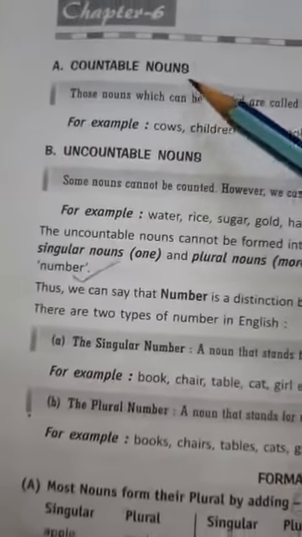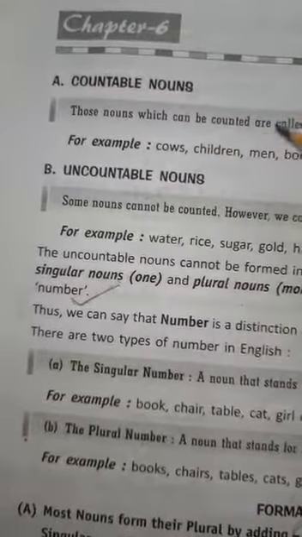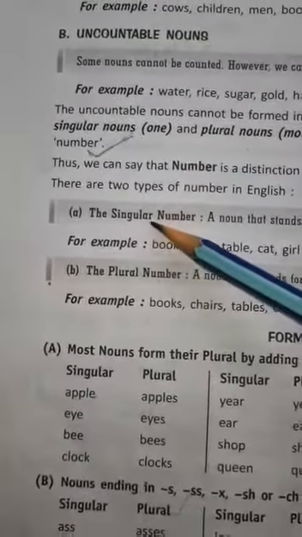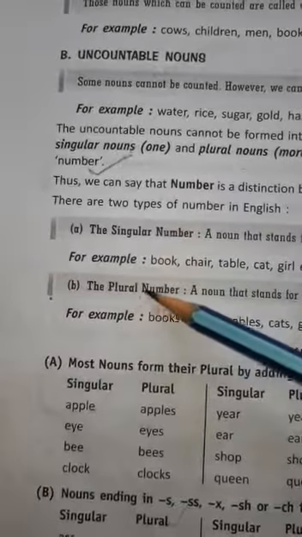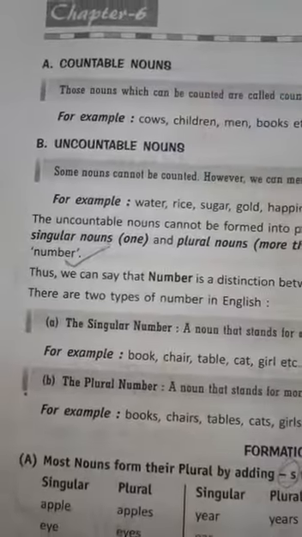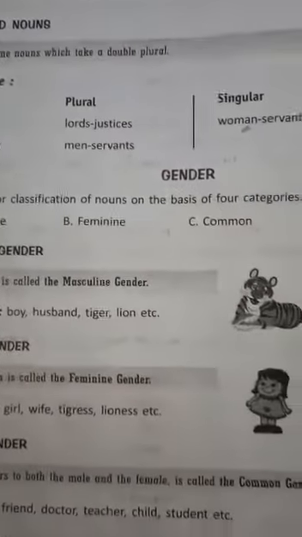We have read that nouns are of two types here, countable nouns that can be counted and uncountable nouns that cannot be counted. Regarding number, we have learnt that numbers are of two types, singular number and the plural number, and they both relate to the countable nouns. Now let's start today's topic, that is gender.